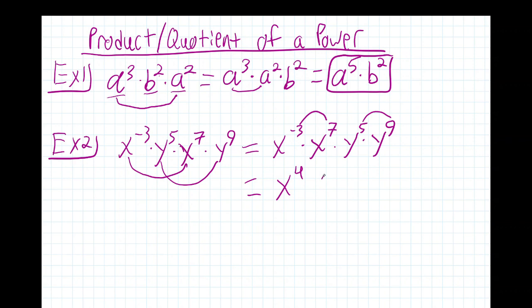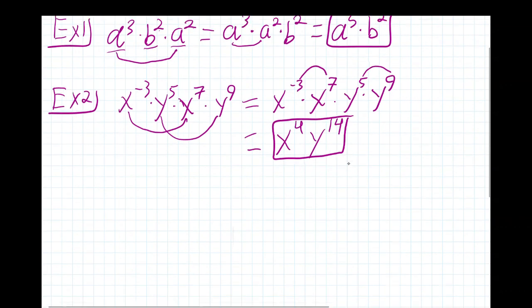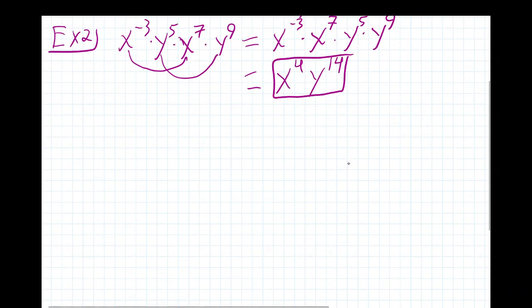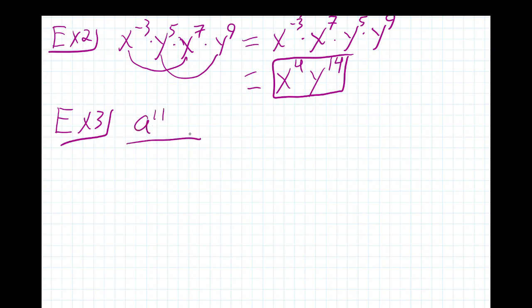5 plus 9, nice and easy, that's going to become y to the 14th. So that's for product of a power. Let's take a look at quotient of a power now. So here, quotient of a power is when we are dividing numbers with the same base.